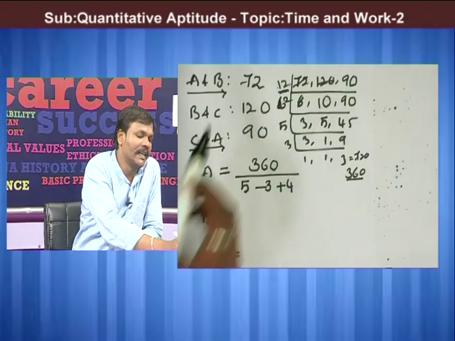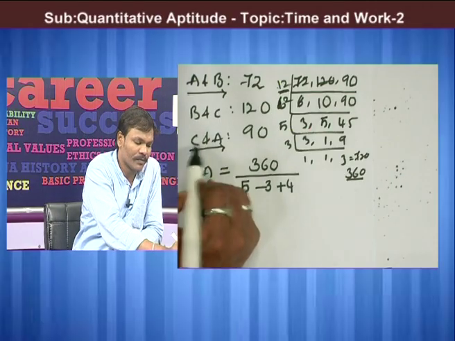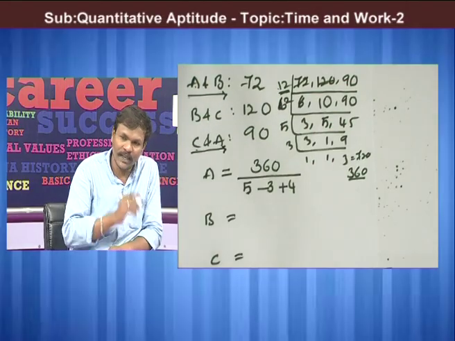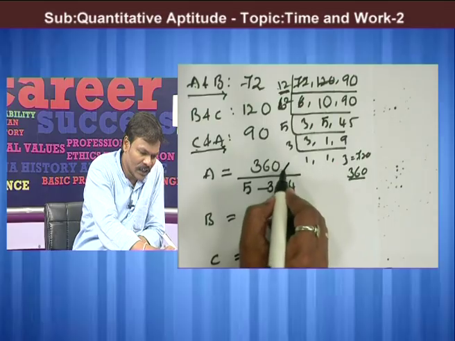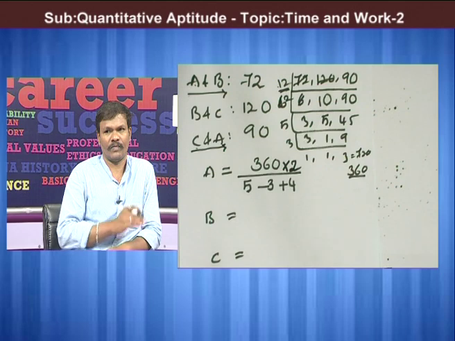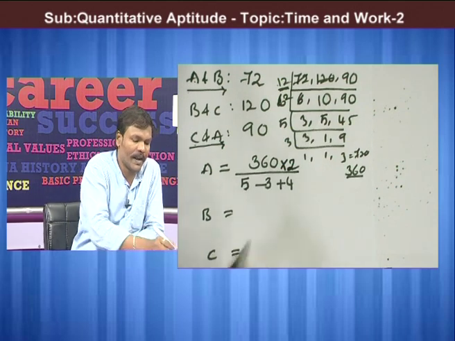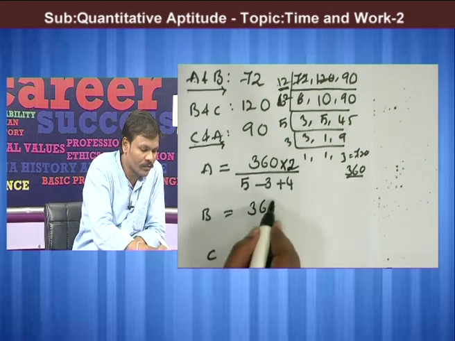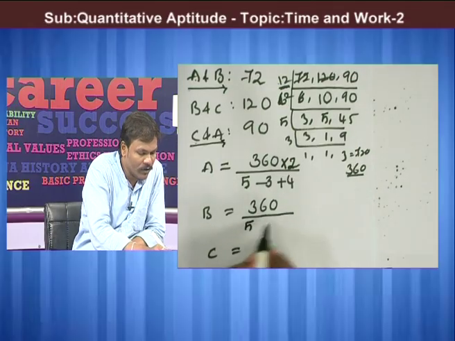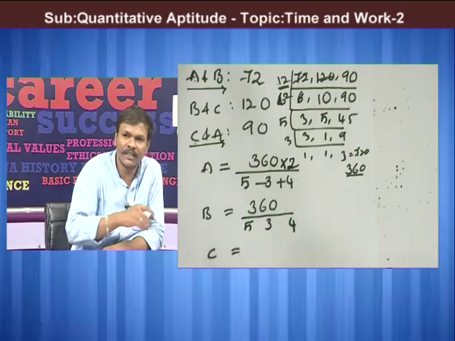Now there is another concept also. In each of the cases AB, BC, CA, how many A's are there? 2 A's. If any of the values is repeated twice, you multiply with 2. Next one, B is also the same, the LCM is 360. Next 5, 3, 4, the same values are repeated.